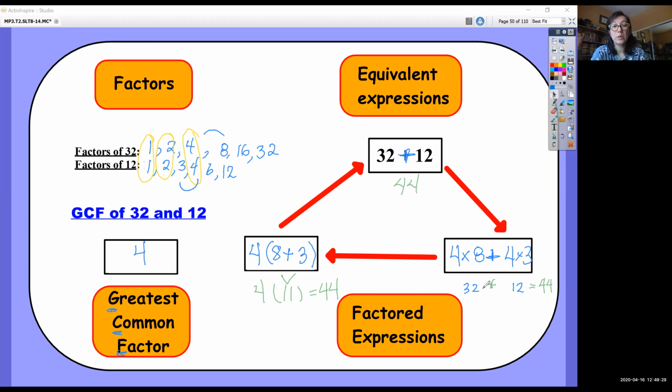So for this reassessment and this graphic organizer, I'm looking for the list of factors for each number, a common factor, and 2 equivalent expressions to the one that's given here: one in its factored form with the factor out in front, and the expanded form, where it's saying 4 times 8 plus 4 times 3. It's expanded, it's all written out. So this is the expanded form. This is the factored form. This is the given expression. All right, so that's what I'm looking for.